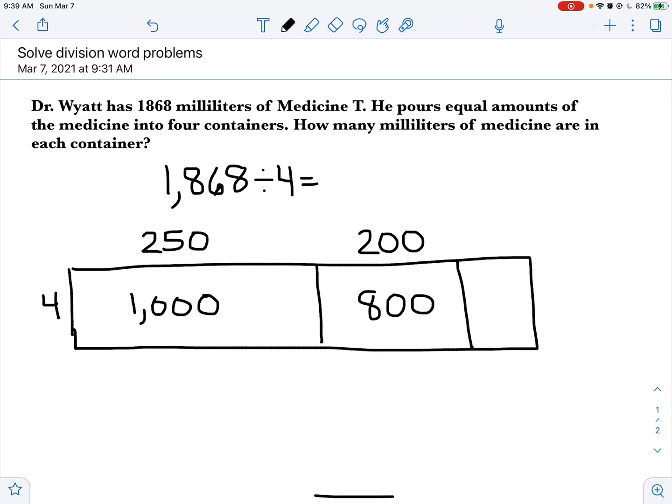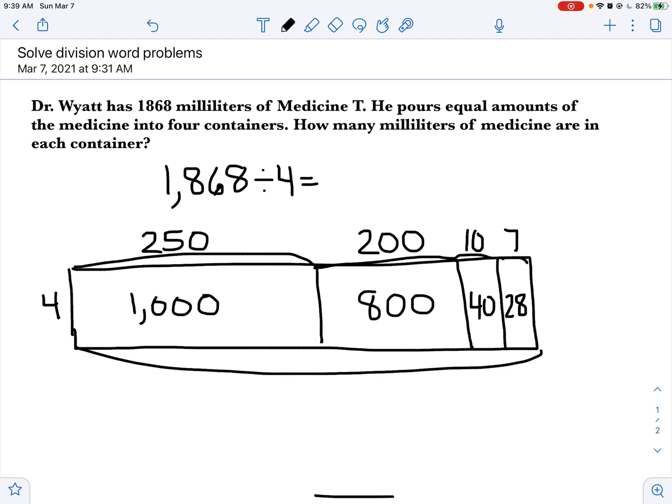And then I've got 68. I'm not quite sure about 68, so I'm going to make a 40, which I know is divisible by 4. That gives me a 10. And then I've got 28 left. And I do know 28 is divisible by 4, and that gives me 7, because I know 4 times 6 is 24, so 4 times 7 is 28. So now I've got all those parts, and I can just add those up.